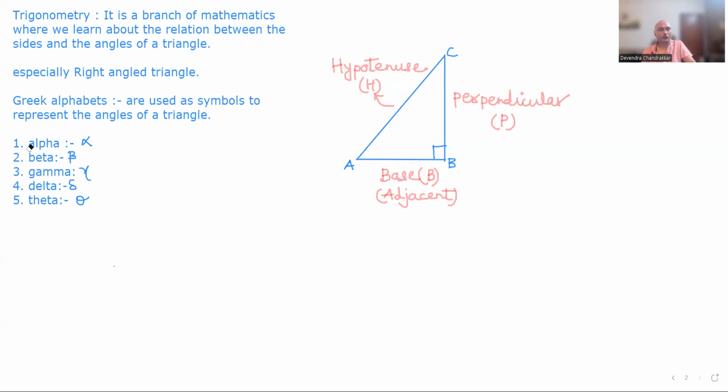So in place of you, now I am putting an angle. Let's say this angle is theta. So always remember the names of the sides which you are dealing with, right?